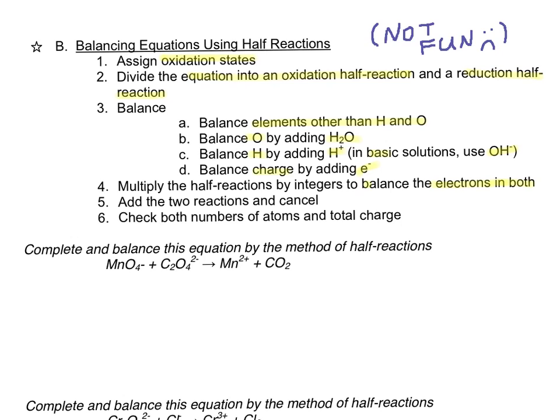So, if you have to multiply one or both of your half reactions to make sure that they balance, then you're going to add your 2 reactions together. You're going to cancel out anything that will cancel out. And once you're done, you're going to check and make sure your number of atoms balance and your total charge balances. And if it does, then you're in good shape.